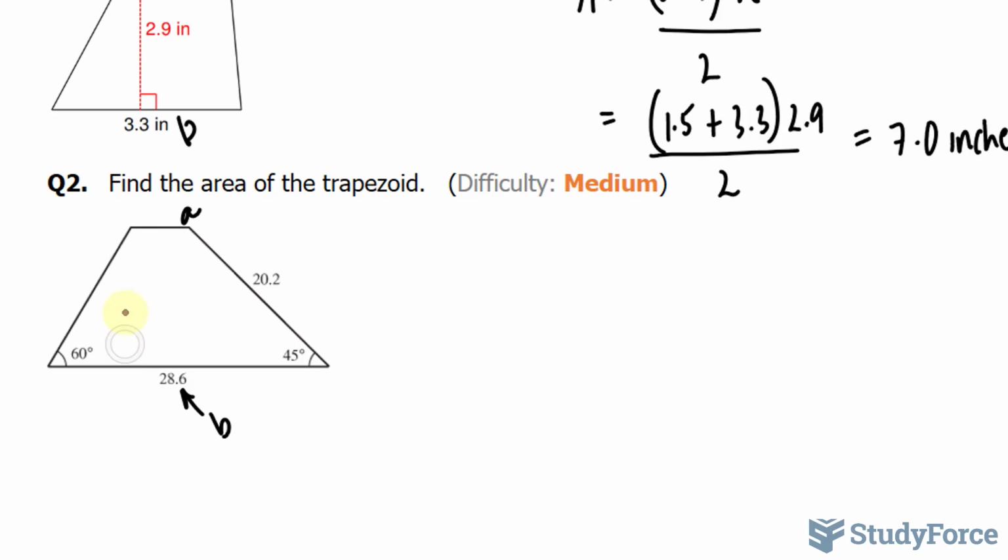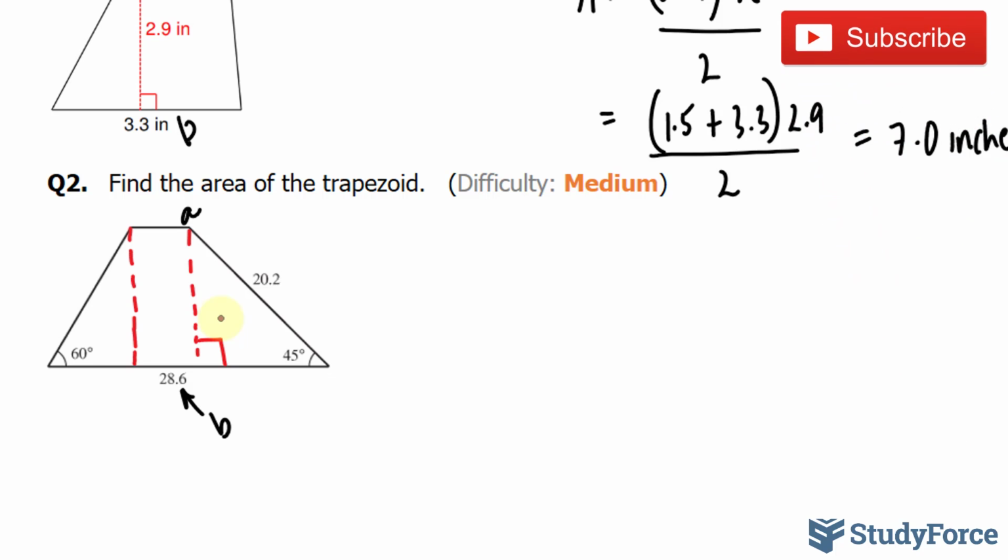I'll cut this into 3 separate shapes. A triangle here, and a triangle here. And using this triangle, which is a right triangle, I can use one of the trigonometric ratios to find out the height. In fact, I have an angle, I have the hypotenuse length, and I'm looking for the opposite. O and H. That's sine.